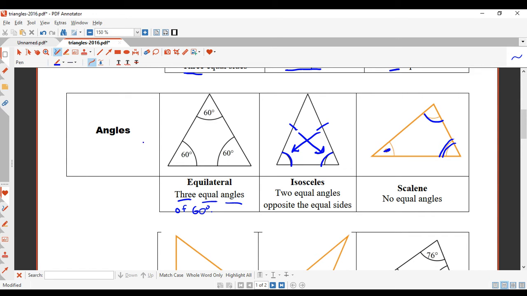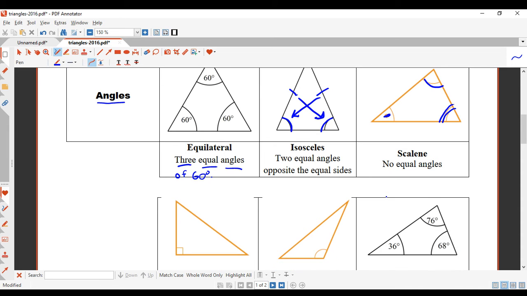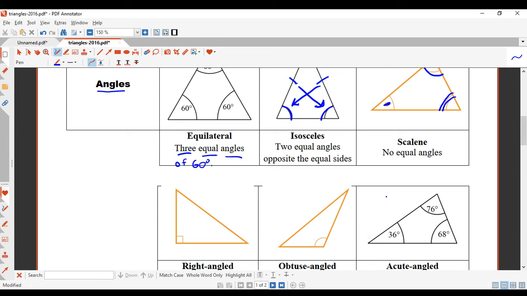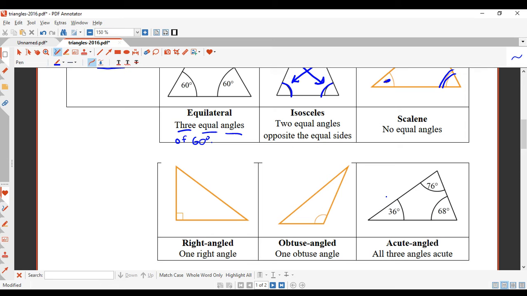Okay, so if I'm classifying a triangle according to its angles, if it's got three angles of 60 degrees, it is equilateral. If it's got two equal angles, right, any two angles which are equal, then we call it isosceles. And if none of the angles are equal, we call it a scalene triangle. Okay, now what about some other special cases? Well, if I've got a triangle which has one 90-degree angle, right? Now this is the symbol for a right angle, as we know.